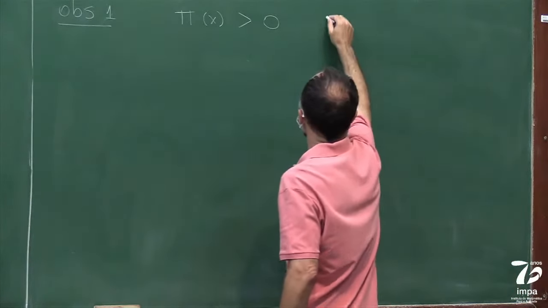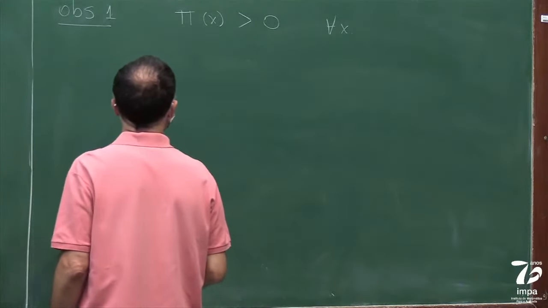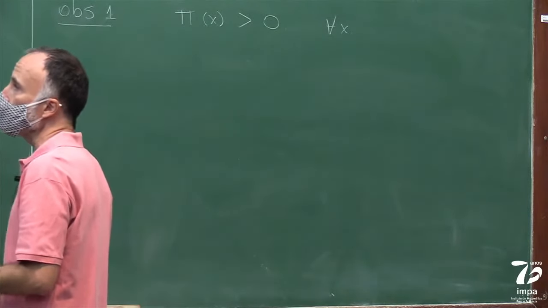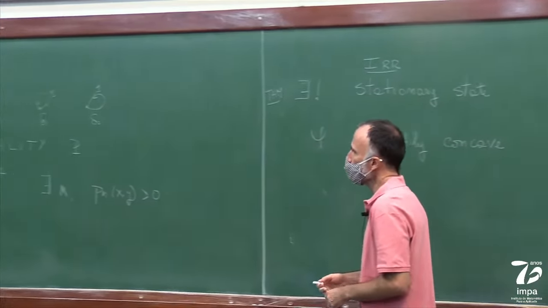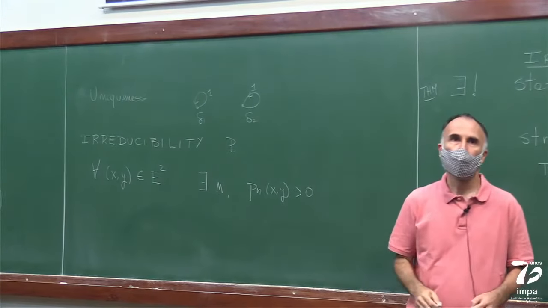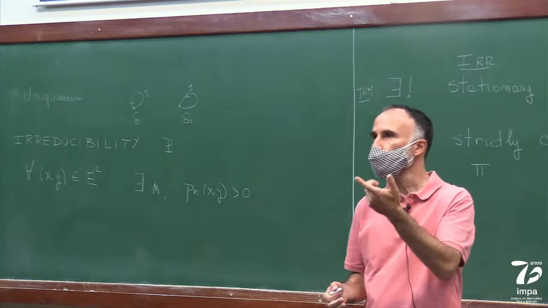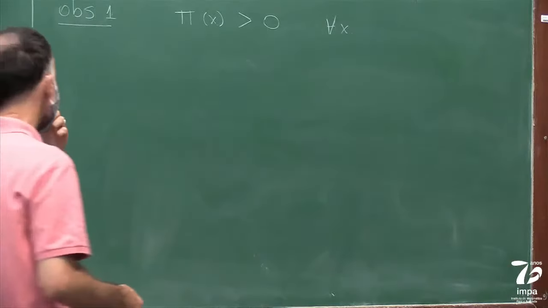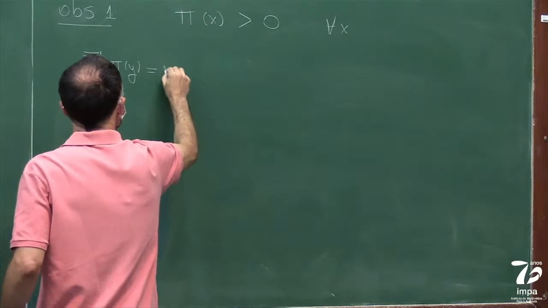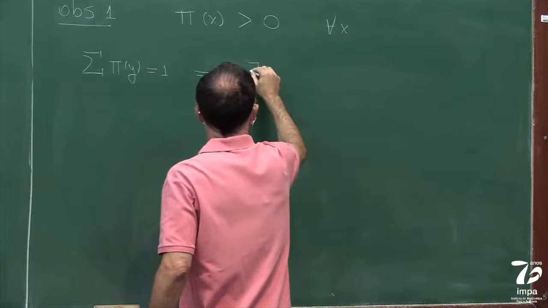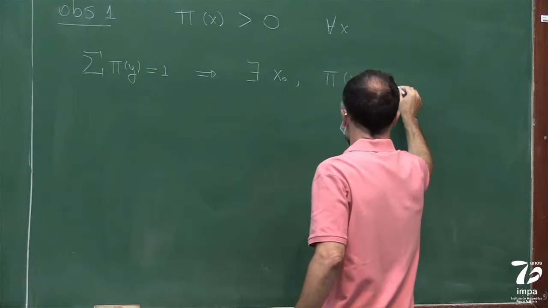So for all x, pi of x is strictly positive. Why is that so? Well, I know that pi is stationary, and I know that the process is irreducible, so I can go from any point to any point. Since pi is a probability measure, there exists at least one point at which pi is strictly positive. Since the sum of pi of y is equal to 1, then there exists x0 such that pi of x0 is strictly positive.